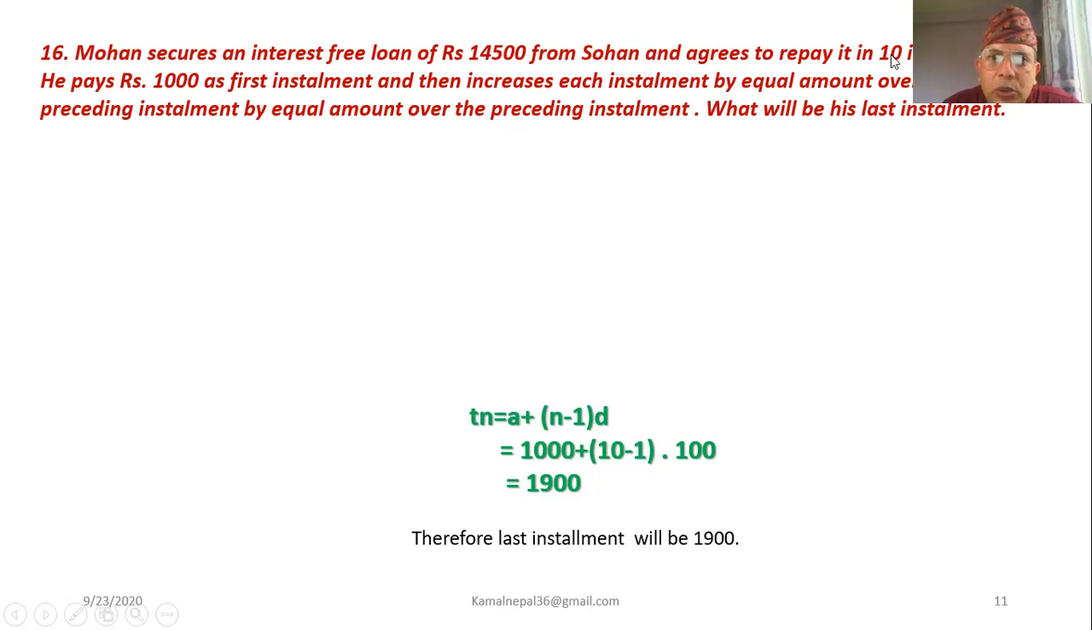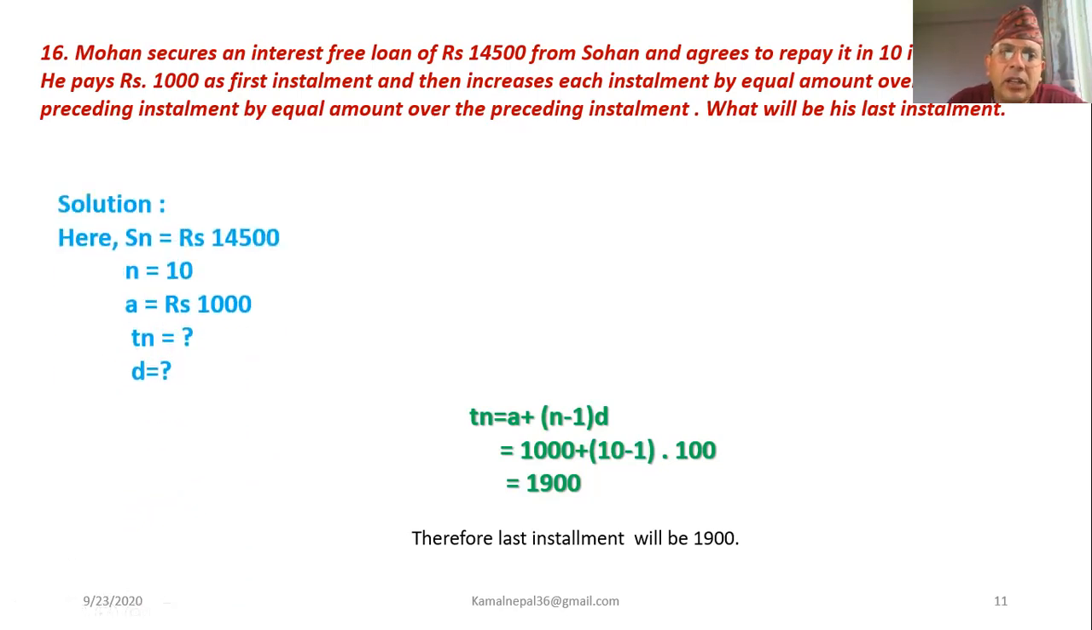That means 10 is your n, and he pays rupees 1,000 as the first installment, that is your first term. So now you can write down here, Sn is equal to 14,500, n is equal to 10, a is equal to 1,000, and we are going to find out Tn and the common difference. In this question, each installment is increased by an equal amount, so it is your arithmetic progression, and the equal amount is your D. We need to find out D. What is his last installment? We need to find out Tn also.